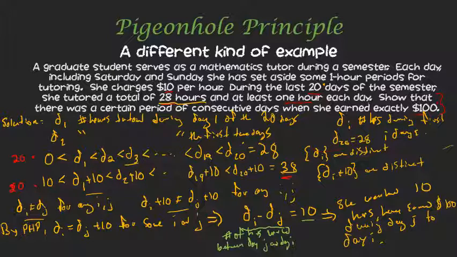All right, so it's pretty cool. We needed to sort of invent some variables and do some funny things like add 10 to them, but eventually we got down to our answer using the pigeonhole principle. All right, that's it.